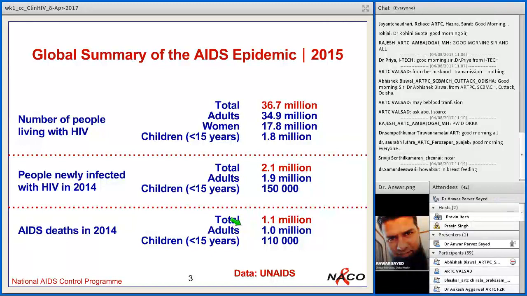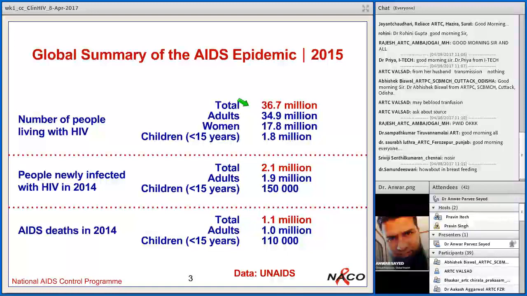Let's see some epidemiology, some numbers about the AIDS epidemic. These numbers were released by UNAIDS in 2015. These are the current figures. As per them, the estimated HIV numbers, all these are estimates. Estimates are based on some studies which are done to know the burden of the disease.